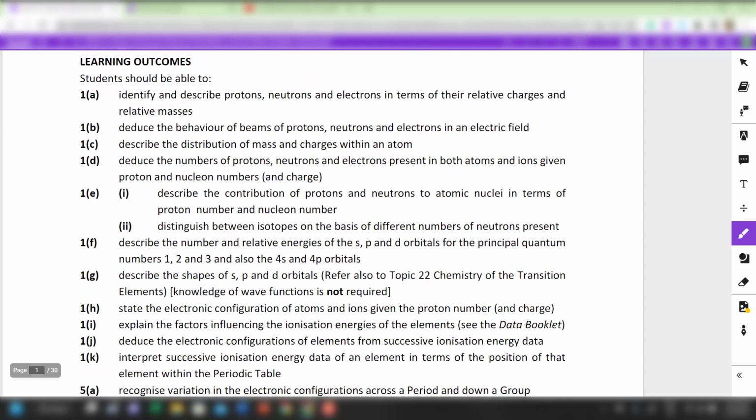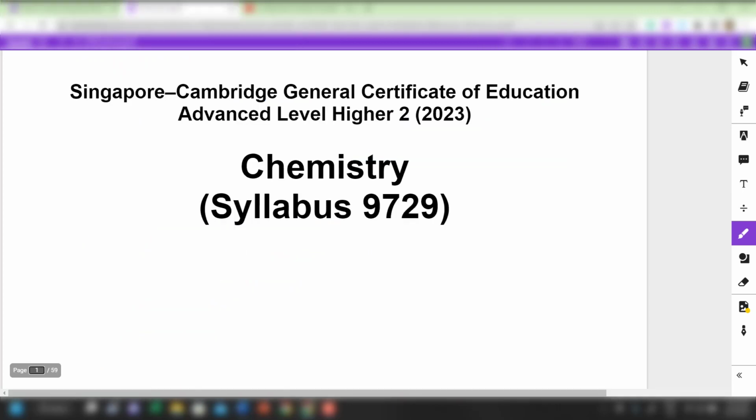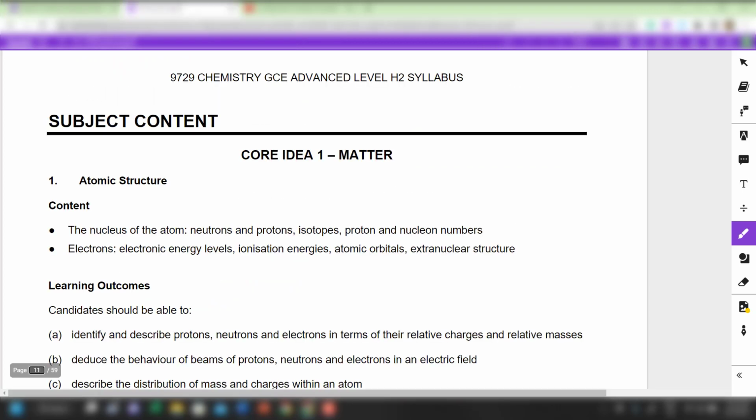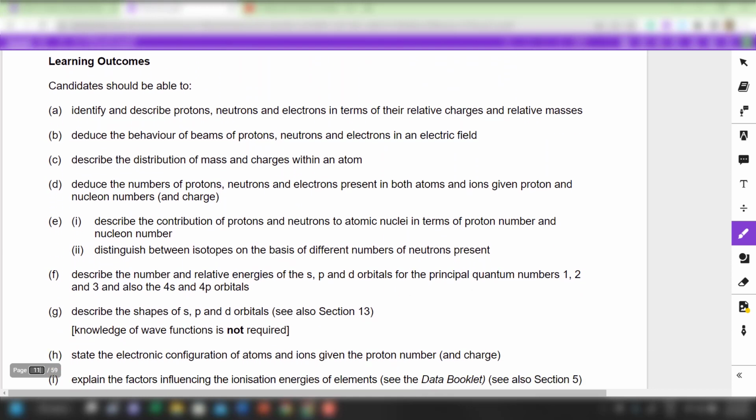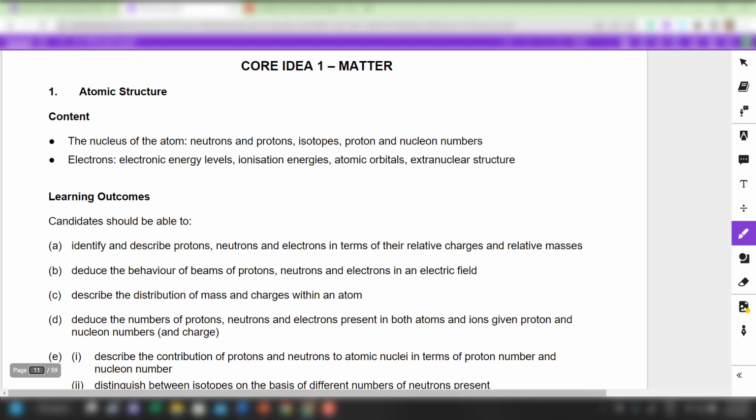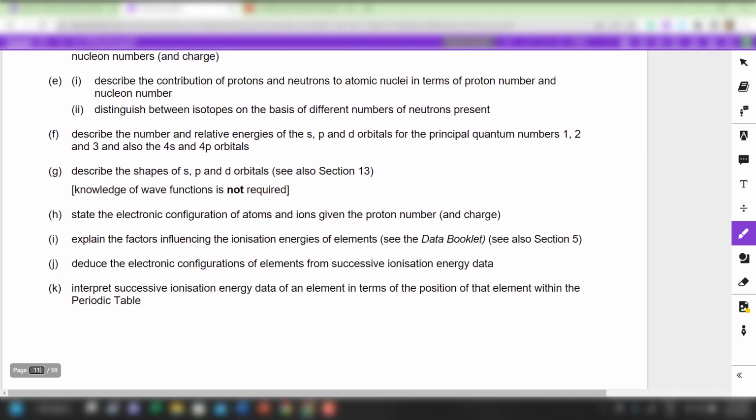We have written the learning objectives and learning outcomes in a fashion which corresponds to what you have in your syllabus documents. For example, under topic 1 on atomic structure, we have 1A, B, C all the way to K, right? You notice? Let me move on to the syllabus documents. This is a syllabus document. I'm just going to go straight to atomic structure. You'll notice that the learning outcomes correspond directly. This is topic number 1 on atomic structure, and you have A, B, C all the way until K.